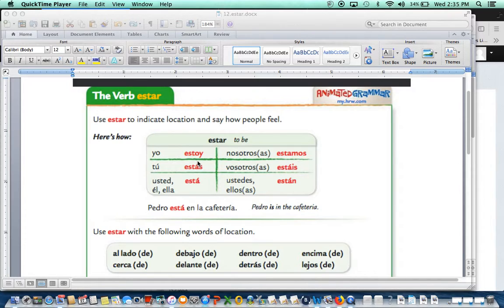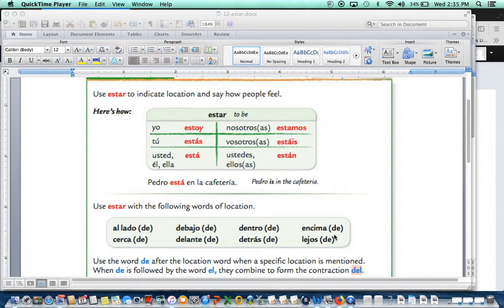Okay, so we already know we use estar to talk about feelings and to talk about location. Also, this word right here, you should know what all those words mean because that's part of the vocabulary of the chapter, right? So I want to think you know it. So al lado de, cerca de, debajo, delante, dentro, we call them location words, okay? Location words.